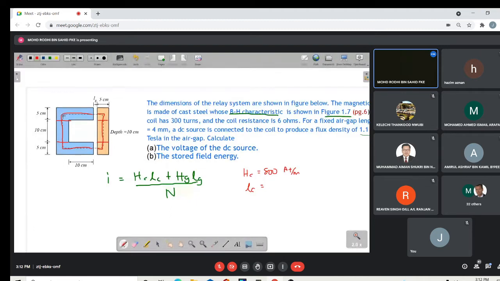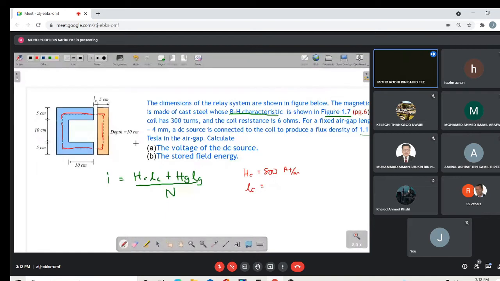10 plus 5. Wait, I think it's 32.5 centimeter? Yeah, 10 plus 2.5. So this is 5 cm. Is it 5 cm or 2.5? The width is 5, sorry. This one is 5, so 10 plus 5 is 15. From here to here is 15, is it?